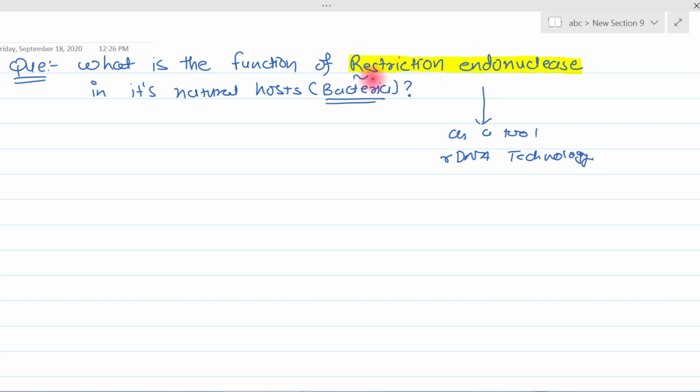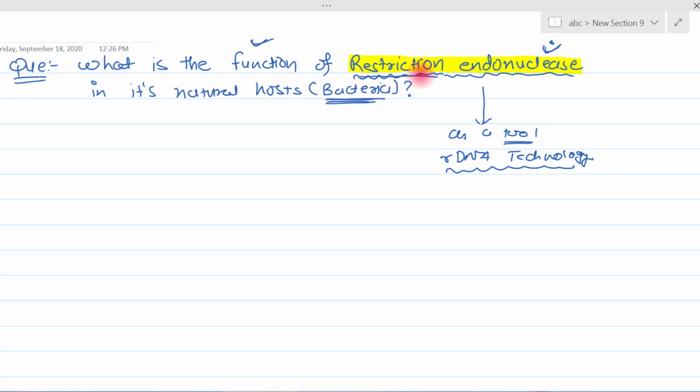Now, nature created this restriction endonuclease enzyme in the bacteria for some other purpose, some other function. But as humans, we identified that this restriction endonuclease is present in bacteria and has some unique characteristics, and we used these unique characteristics for our purpose as a tool in recombinant DNA technology. So in this video, we will discuss its natural function in its natural host.